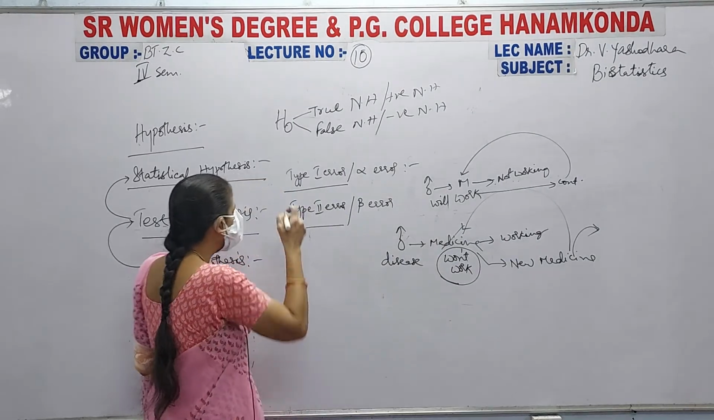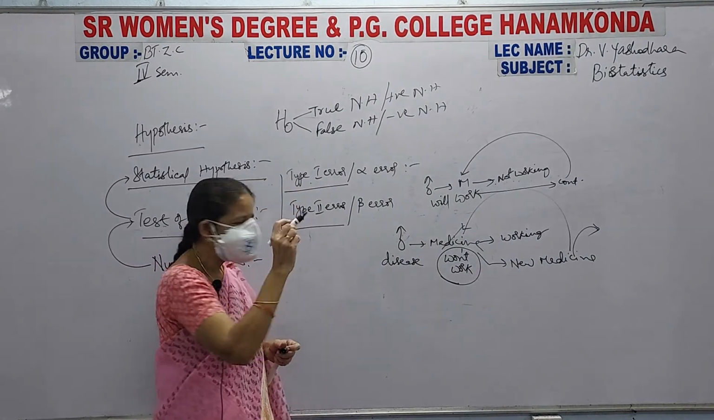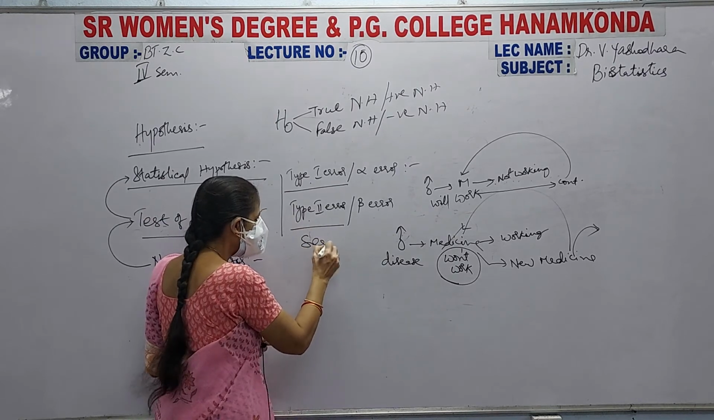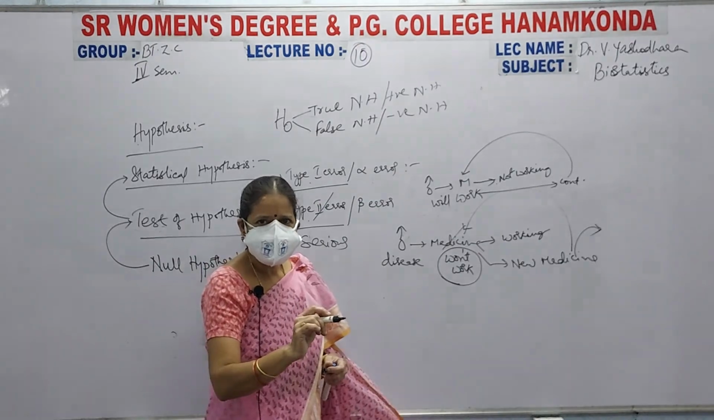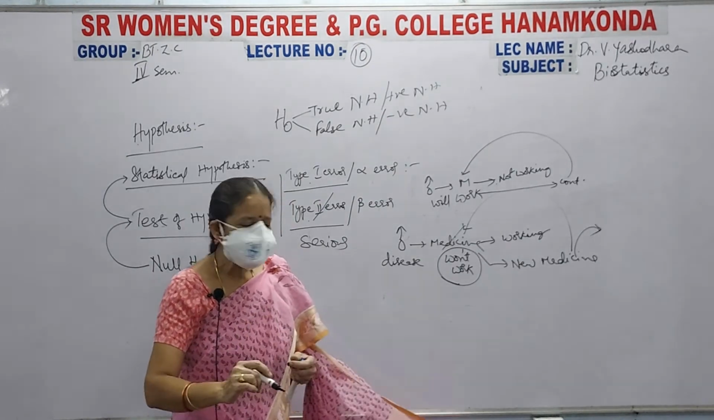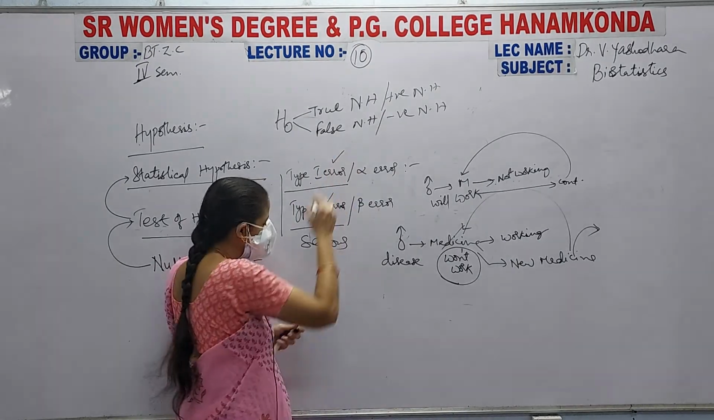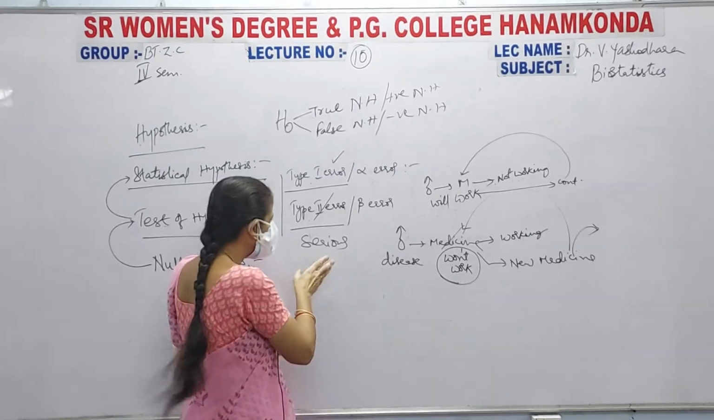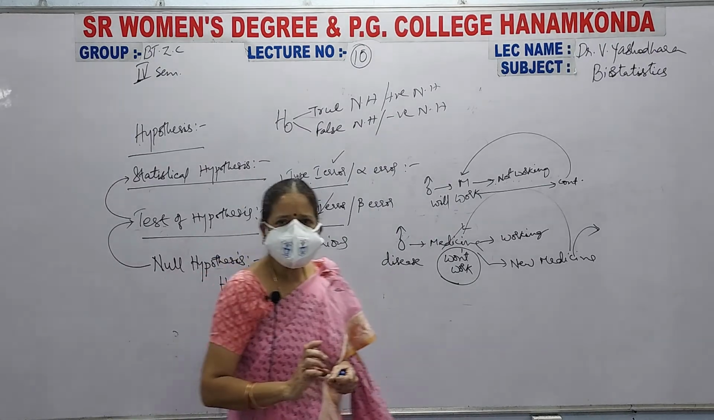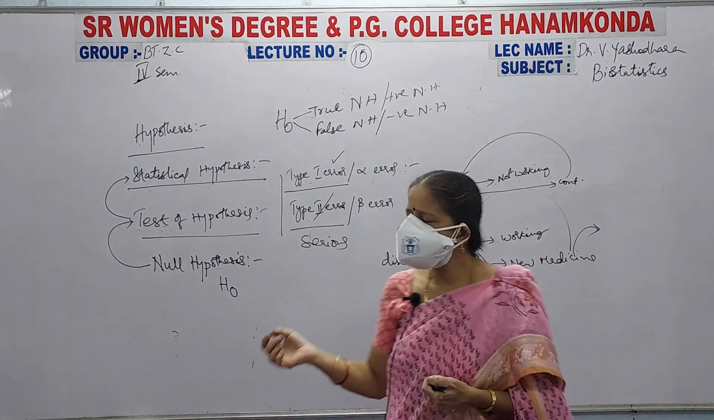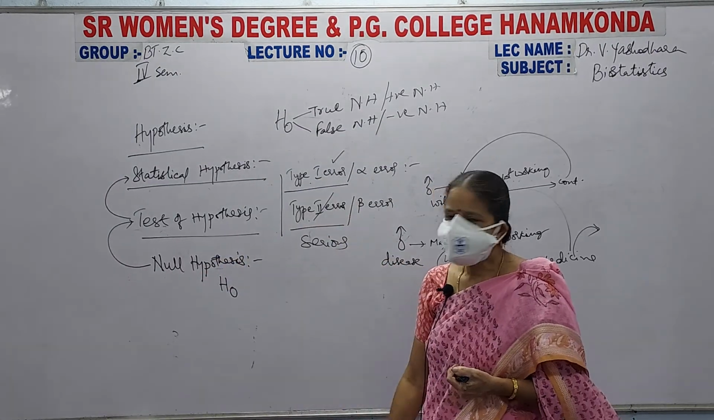That means of these two, alpha error is okay, but beta error is serious. That means beta error should not take place. So in statistical hypothesis we should take care that only alpha errors should take place but not the beta errors. Is it okay? With this today I will stop the class, and tomorrow's class will continue with the hypothesis only.